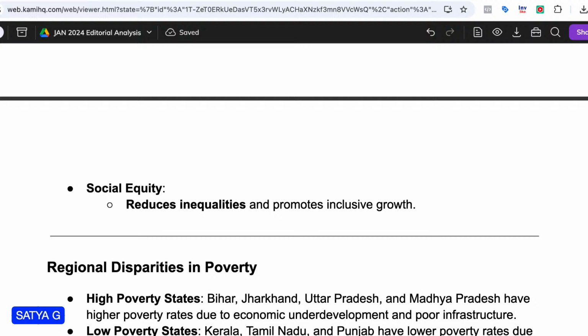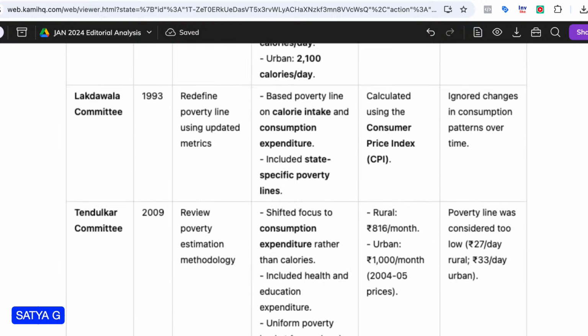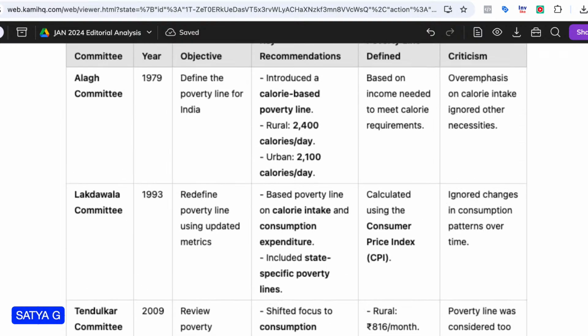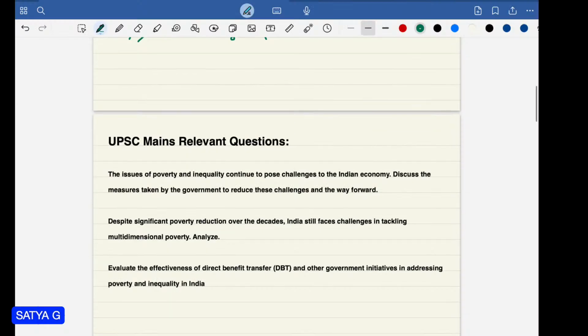Friends, whatever I'm mentioning, these are some of the beyond topics, like the recommendations in the earlier topics. These are the committees like the Alagh committee, Lakdawala committee, Tendulkar committee, Rangarajan committee, and what they are mentioning. So friends, now we move to some of the questions relevant to this topic.